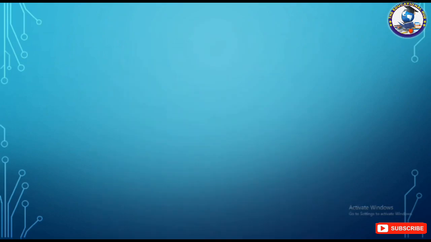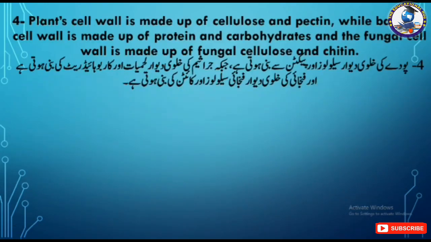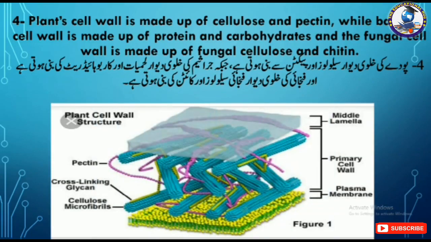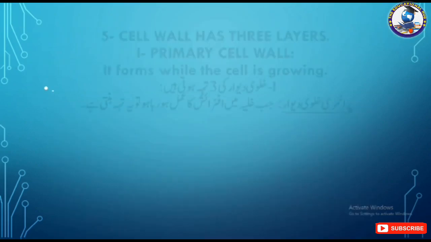The plant cell wall is made up of cellulose and pectin, while the bacterial cell wall is made up of protein and carbohydrates, and the fungal cell wall is made up of fungal cellulose and chitin.